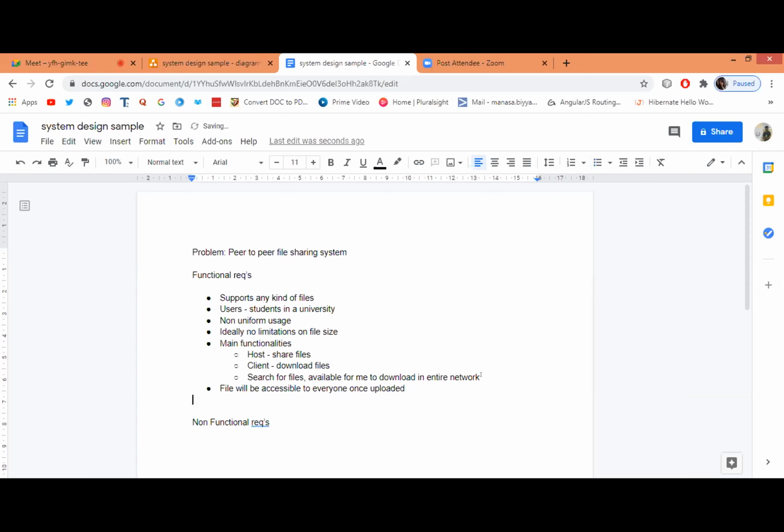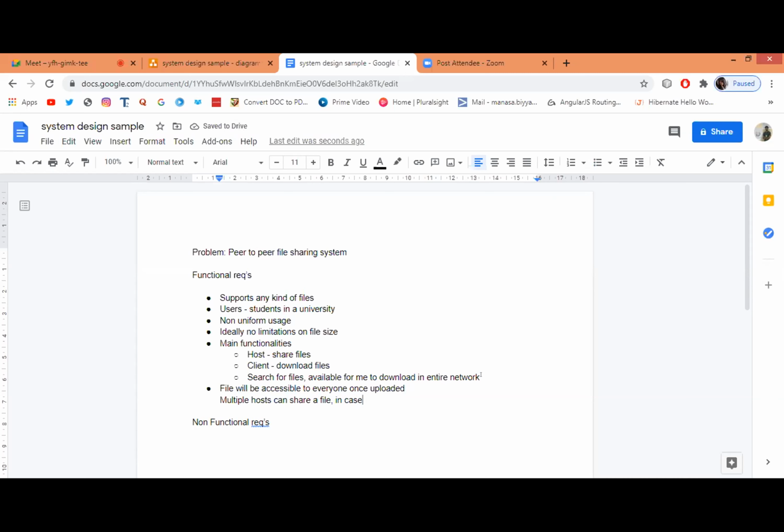But if there were multiple hosts for the same file, then the system should try to redirect to the other host which now has the file. Let's say there is file X, and I started sharing it. Now, when another person in the network downloads the file, he can also be a host, right? So there could be two hosts for the same file.